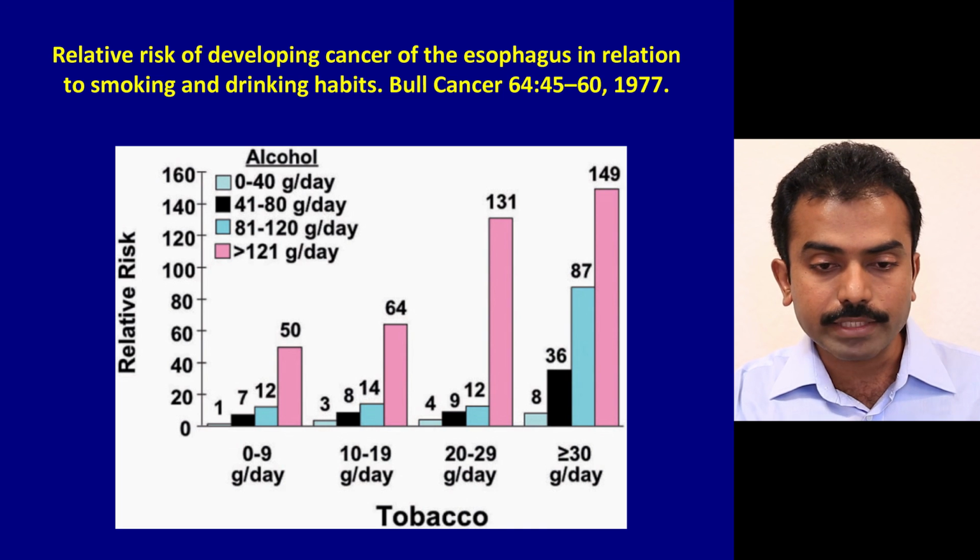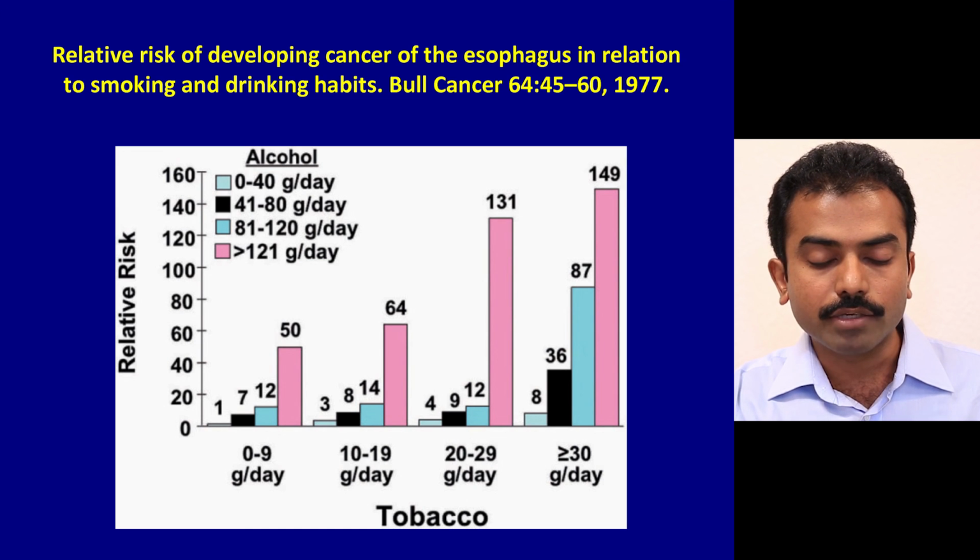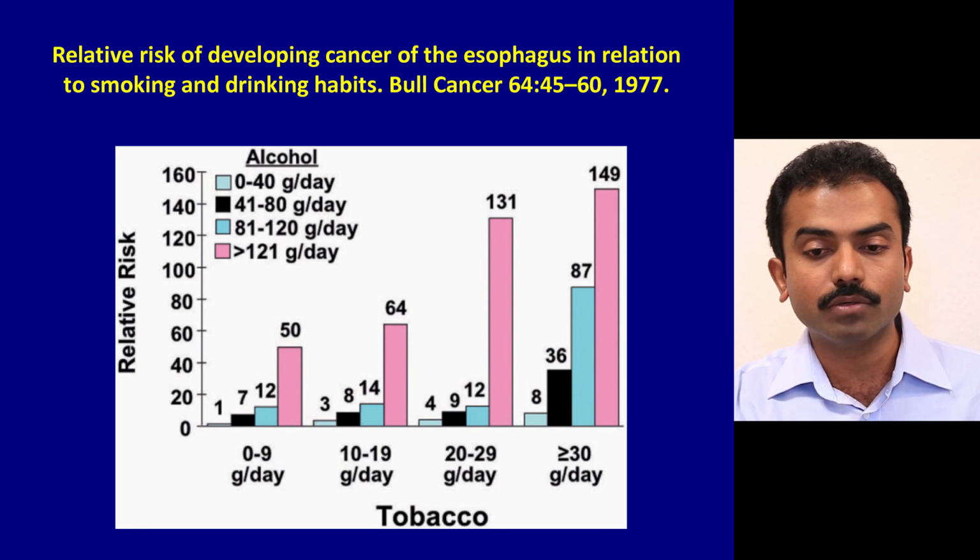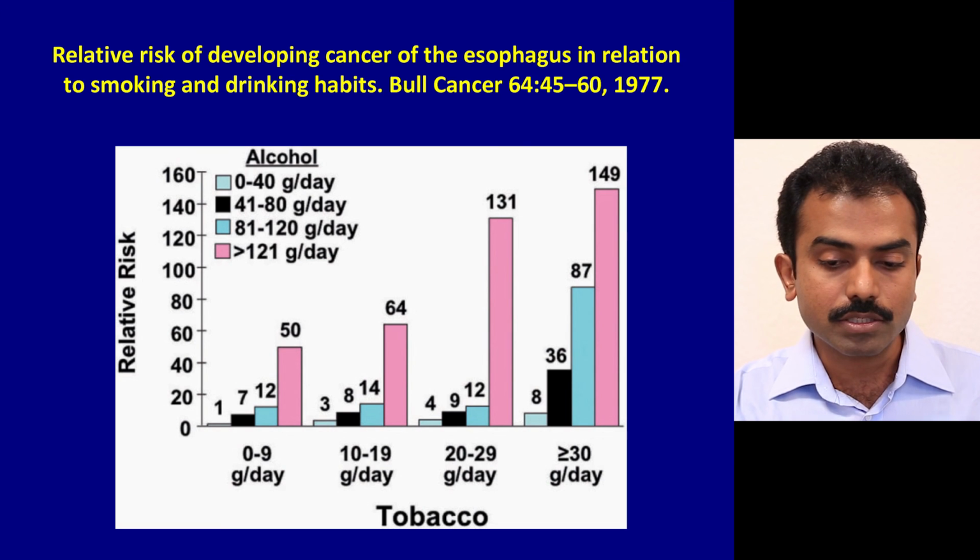And this is another example, looking at what the risk factors are for cancer of the esophagus. You can see here we are looking at two exposures. One is smoking, the other is drinking alcohol. And the outcome that we are looking at is cancer of the esophagus.